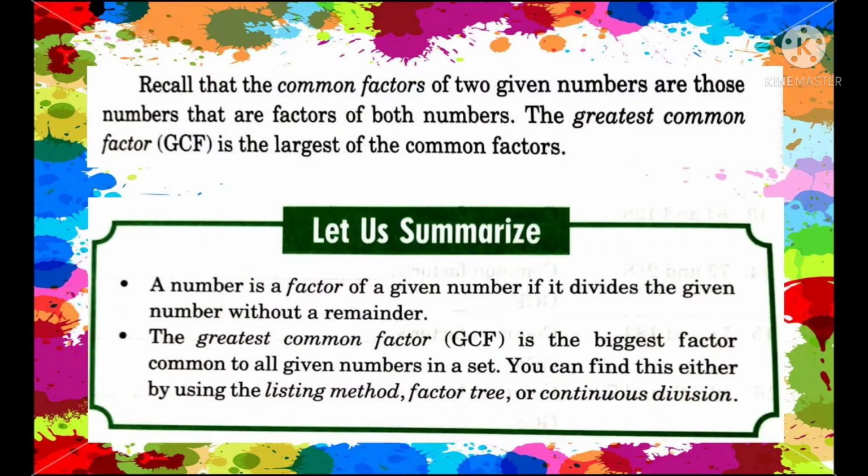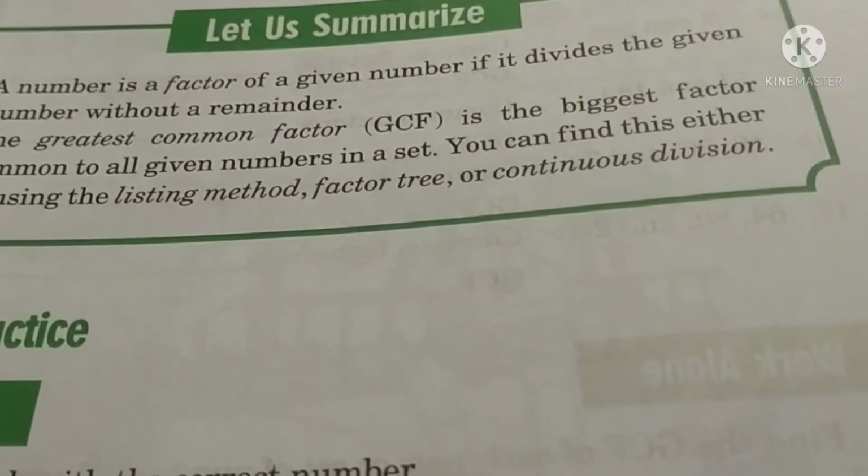So, to summarize our topic, a number is a factor of a given number if it divides the given number without a remainder. So, the greatest common factor, or GCF, is the biggest factor common to all given numbers in a set. You can find this either by using listing method, factor tree, or continuous division method. And that's all for today.